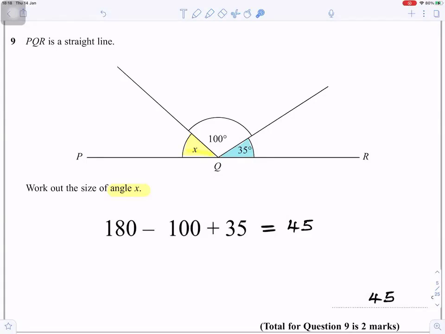Question number 9. PQR is a straight line. Work out the size of angle X. The 3 angles will add up to 180 because it's a straight line. It will add up to 180 degrees. So X would be given by 180 minus 100 minus 35. So that would give you 45 degrees. So it will be 180 minus 100 minus 35, and that gives you 45 degrees.